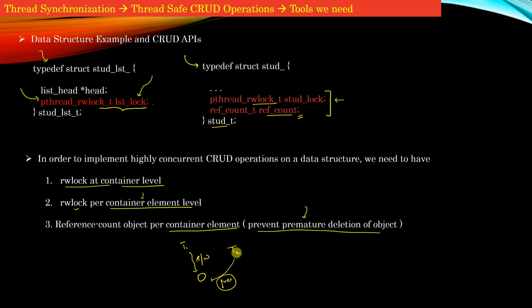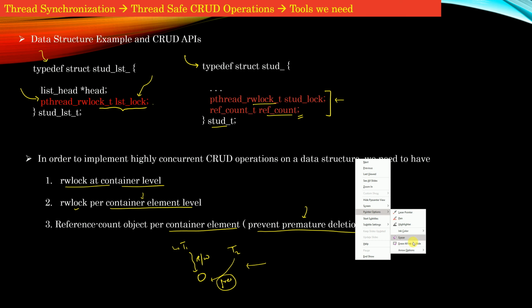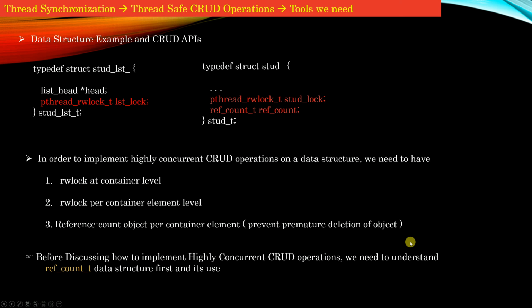The thread T2 must not free the object memory as long as there is some thread T1 who is busy using that object. All right. So we will see how the reference count object will help us to address this problem. Before going forward, we need to discuss how to implement the reference count data structure and how to make use of it. So the next 2-3 lecture videos are dedicated to how to implement a reference count object. All right. And then we will resume our discussion on the implementation of our CRUD operations.